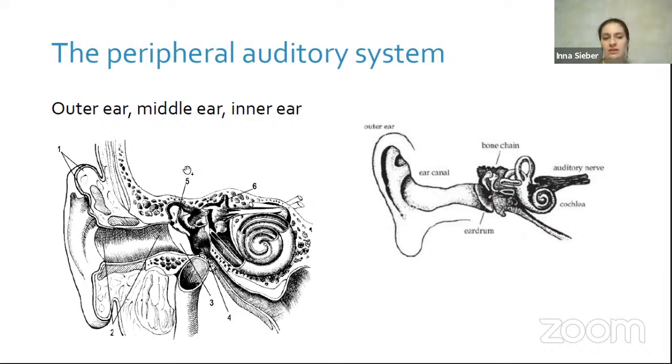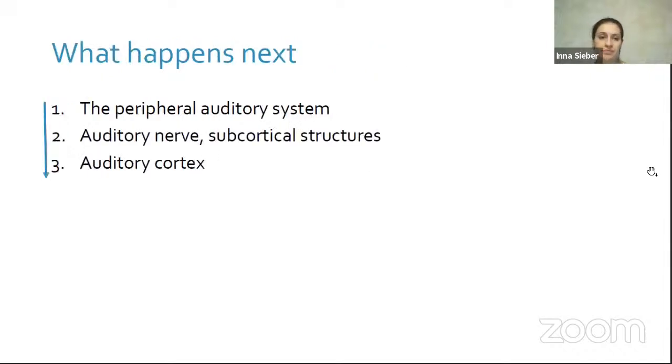So when the air stream comes into the outer ear, it is just different types of air pressure. And when it comes through the middle ear and the inner ear and into the auditory nerve, it is already sequences of electrical impulses. So here this miracle happens. The peripheral auditory system is a place where the sound in the air becomes sound for the brain, and then via the auditory nerve it comes to subcortical structures and then to the auditory cortex, where perception and linguistic processing take place.